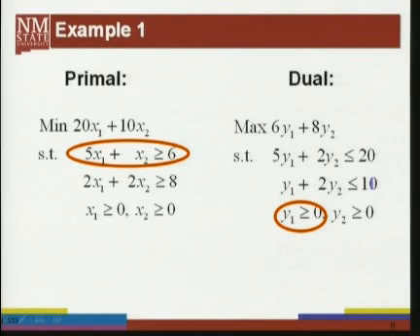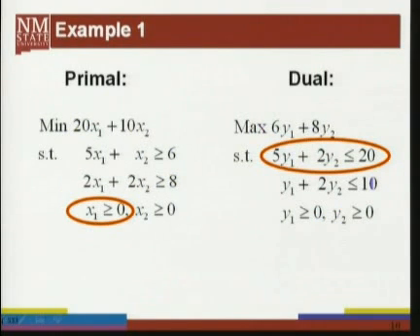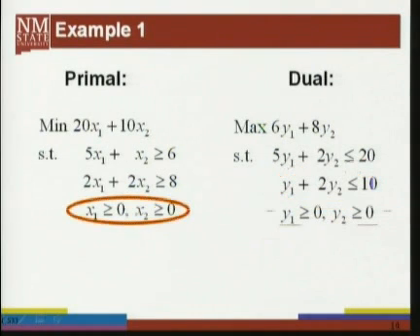And to every constraint in the primal problem, there corresponds a dual variable, right? Which means if you have two constraints in the primal problem, then there should be two decision variables in the dual problem. Okay? And to every variable in the primal problem, there corresponds a constraint in the dual problem. That is, if you have two decision variables in the primal problem, then there must be two constraints in the dual problem. Okay? Of course, both primal and dual problems include sign restrictions on each decision variable. Okay?